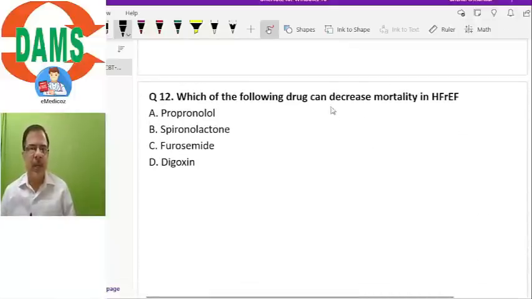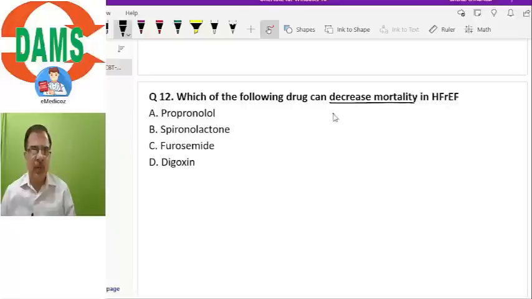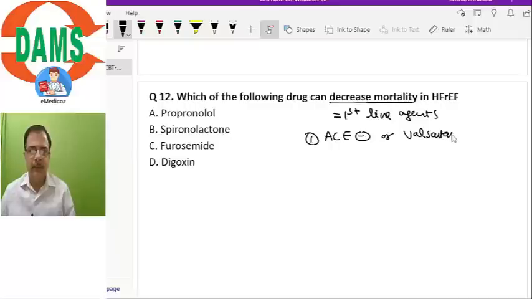Question 12. Which of the following drugs can decrease the mortality in heart failure with reduced ejection fraction? So the agents which decrease the mortality are known as the first line agents of heart failure with reduced ejection fraction. These include ACE inhibitors or valsartan plus sacubitril combination.